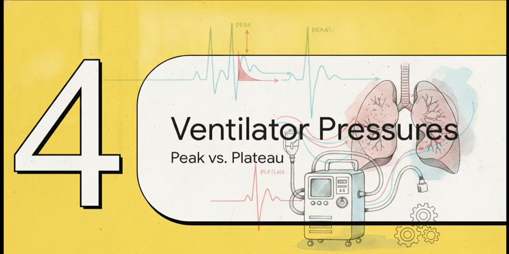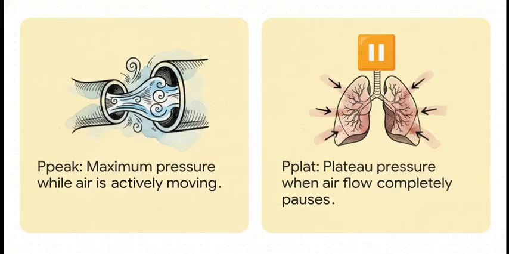Part 4, understanding ventilator pressures, peak versus plateau. The machine is doing the work, but we need to keep a close eye on the physical forces inside the airways. So the crucial takeaway here is this sharp contrast between peak pressure and plateau pressure. Peak pressure, or peak, is the absolute maximum pressure measured while air is actively moving into the lungs. It represents the total resistance of the airways plus the stiffness of the lungs.